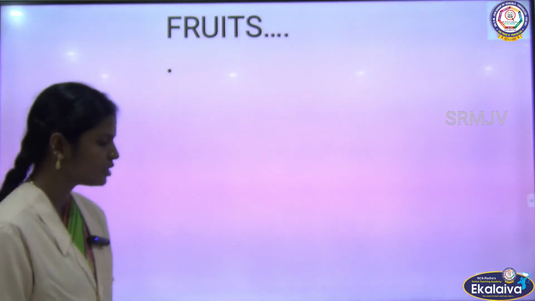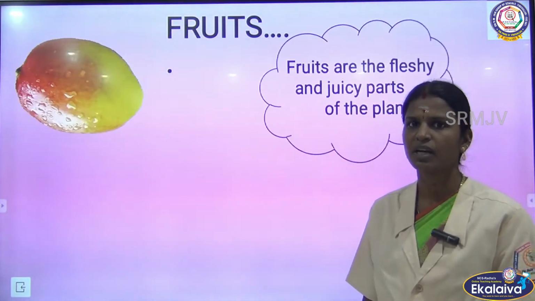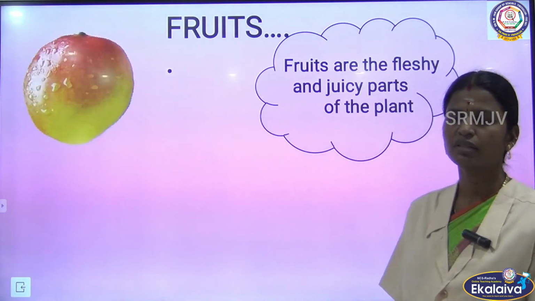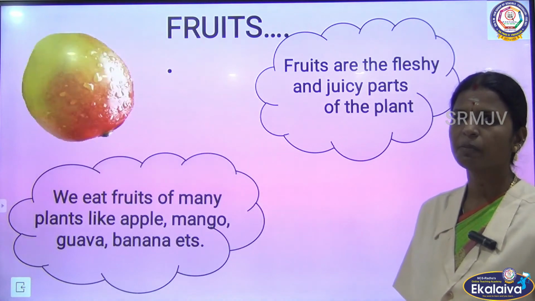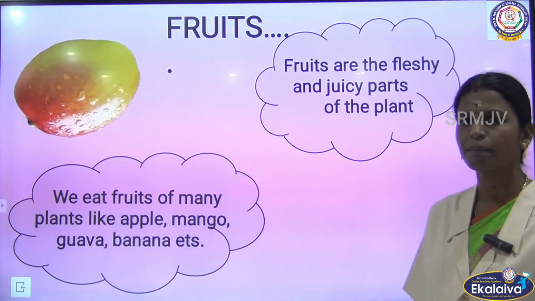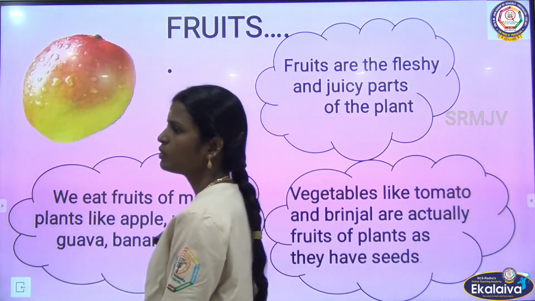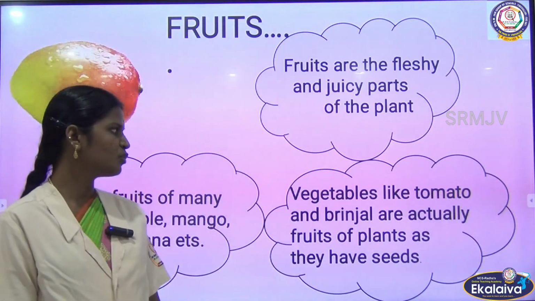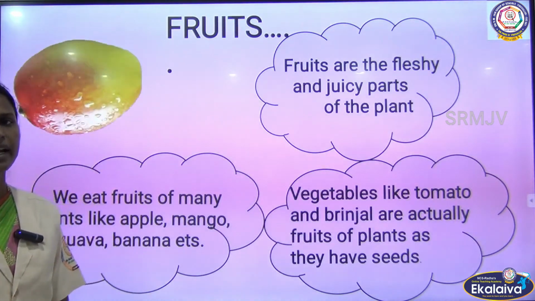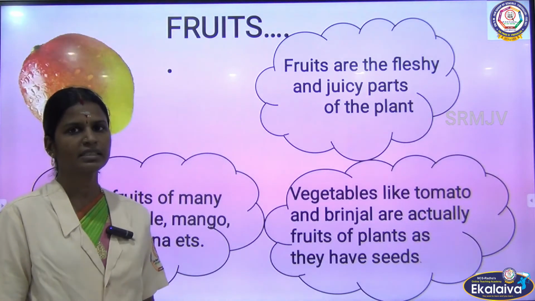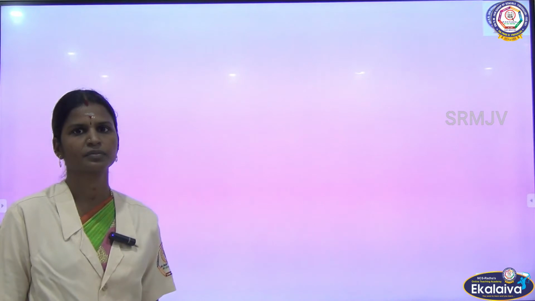And now we are going to see about fruit. Fruits are the fleshy and juicy part of the plant. We eat fruits of many plants like apple, guava, mango, etc. Fruits develop into seeds. Inside the fruit we find seeds. Vegetables like tomatoes and brinjal are actually vegetables, but inside them seeds are present, and that's why they are called fruits.